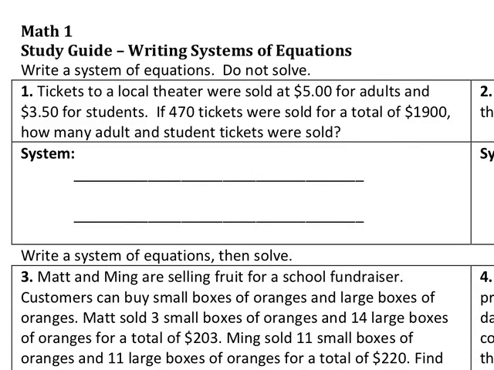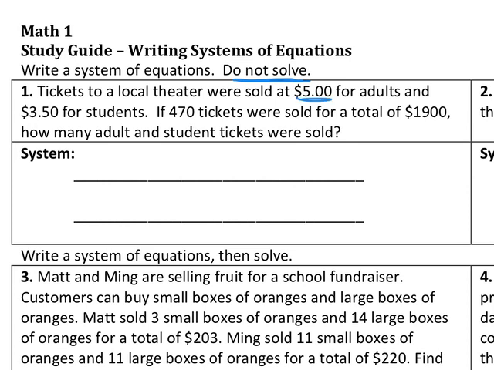Okay, first of all, you'd want to read your directions because number 1 says write a system of equations and do not solve. So all we're doing is setting up a system of equations, and what that means is finding the 2 equations out of the word problem. Alright, so let's go through and find our data.